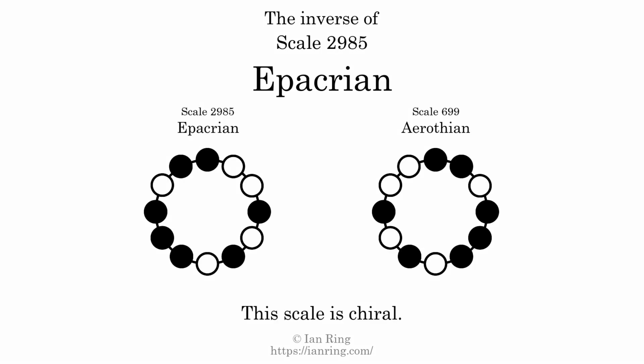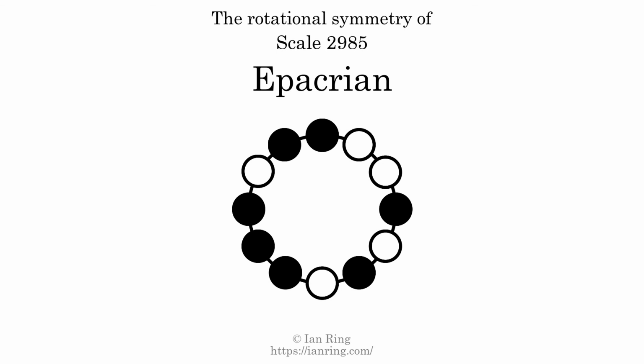The inverse of a scale is a mirror image. It is what you get when the sequence of intervals is reversed. The inverse of this scale is scale 699, also known as a Rothian. This scale is chiral. It cannot transform into its inverse by rotational transformation. This scale has no rotational symmetry.